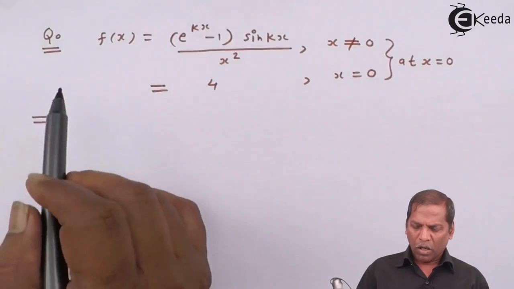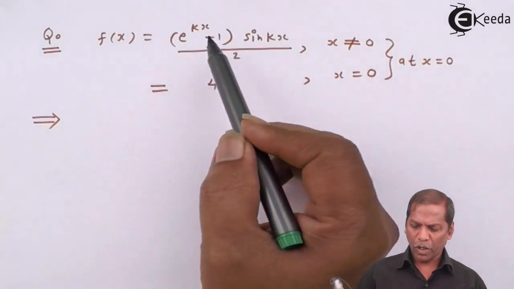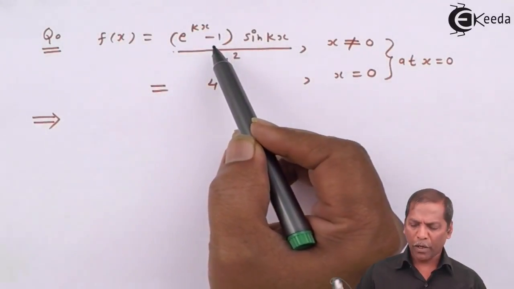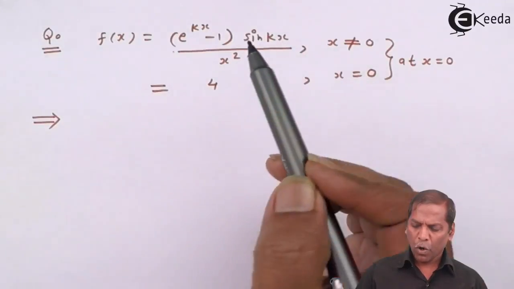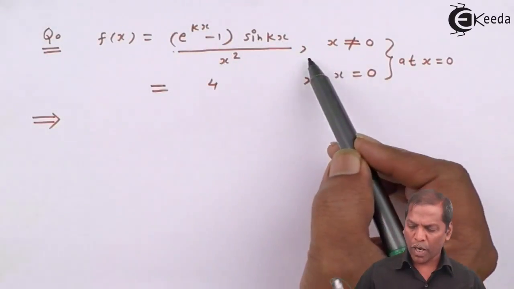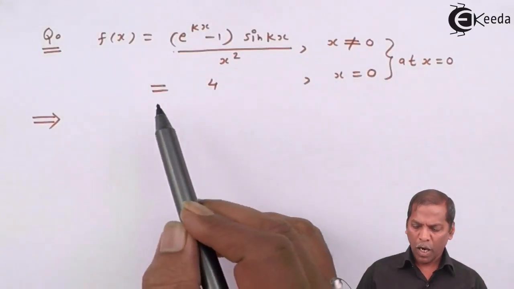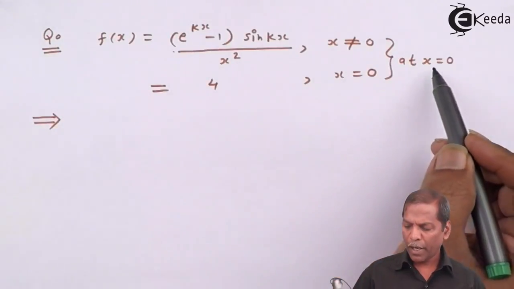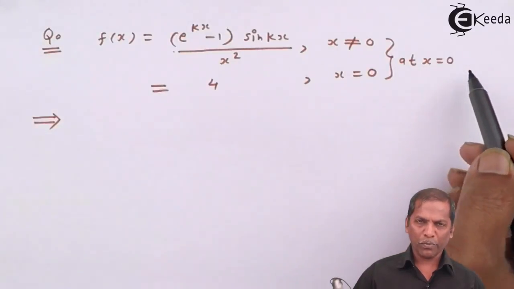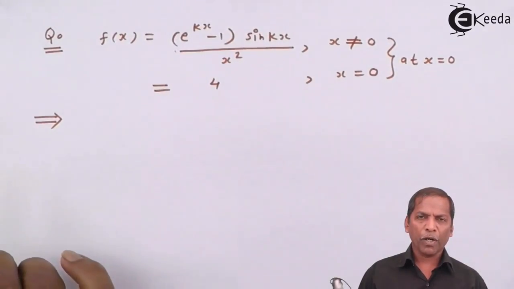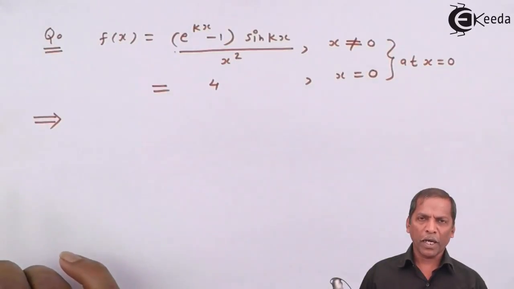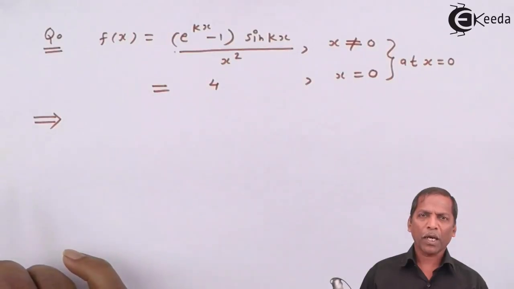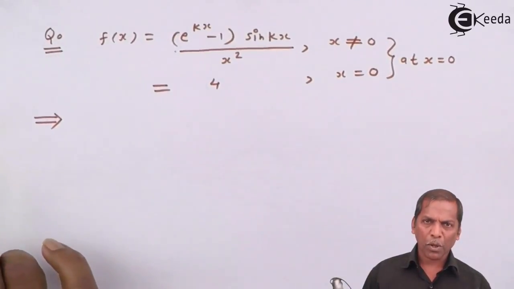and advanced videos. The question is f of x is equal to (e raised kx minus 1) into sine of kx, whole thing divided by x square, for x not equal to 0, and is equal to 4 for x equal to 0, at the indicated point x equal to 0. So in this question we have given the function f of x is continuous at x equal to 0, and by using that fact we have to find the value of the unknown term, that is k. So now let's see the solution.